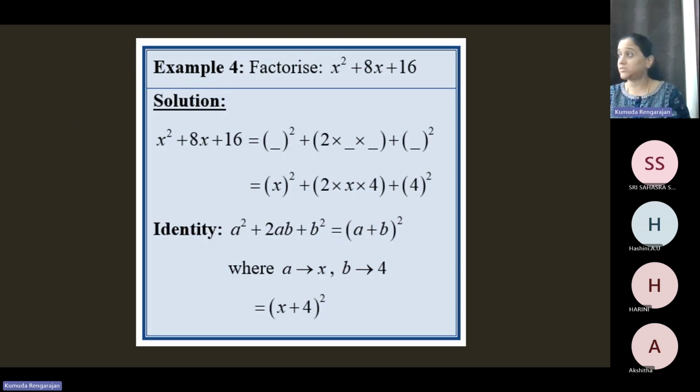I'm just presenting the first one so that you can recall. Work this one with help. The next one, you will be doing it by yourself. So this is factorizing using the identity a squared plus 2ab plus b squared. Work this.